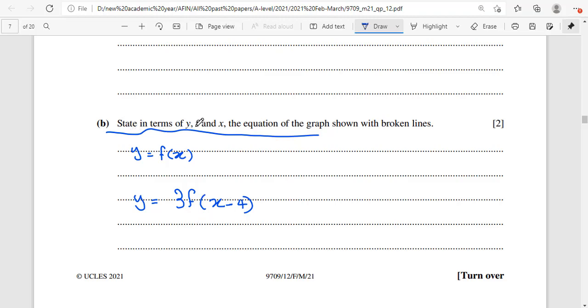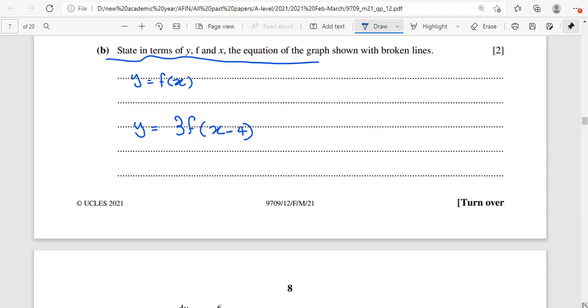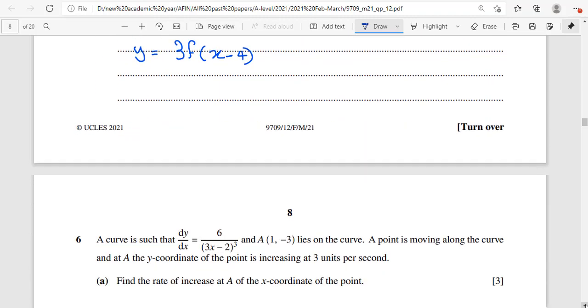Now we used y, f and x. Yeah, we did. This is the description in an algebraic form.